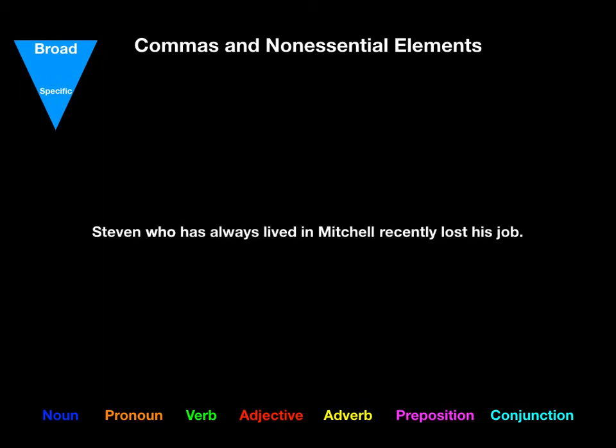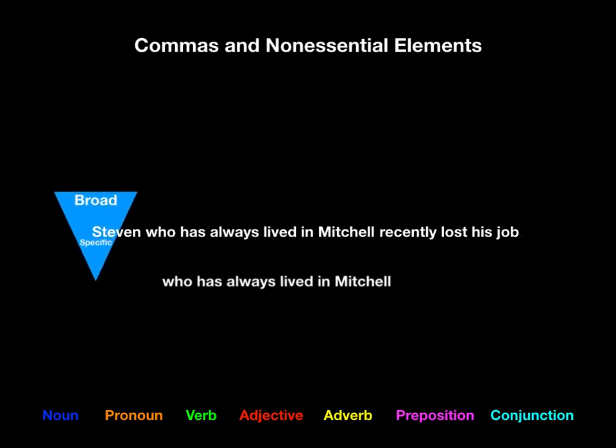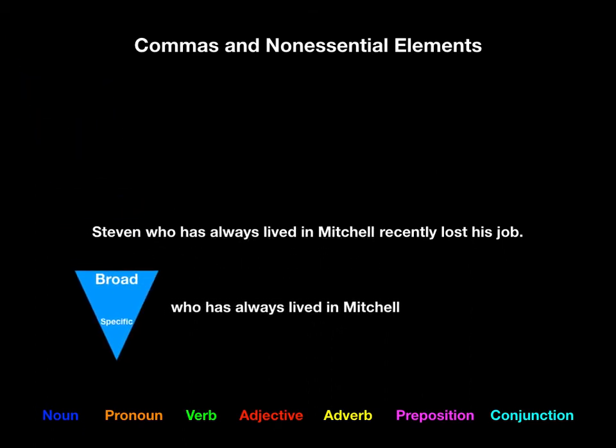Stephen, who has always lived in Mitchell, recently lost his job. Let's identify any signal words within this sentence. We can hopefully identify the word who as a signal word introducing a clause. Try to identify where this clause ends. This clause would end at Mitchell. Who has always lived in Mitchell, then, has the potential to be an essential or non-essential element. Let's identify whether it is broader or more specific than the noun Stephen.